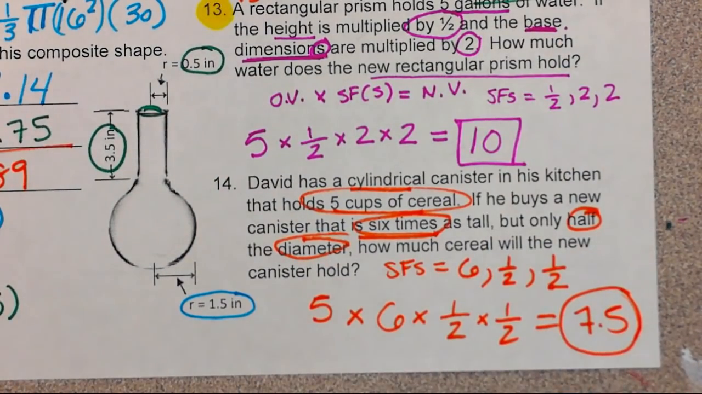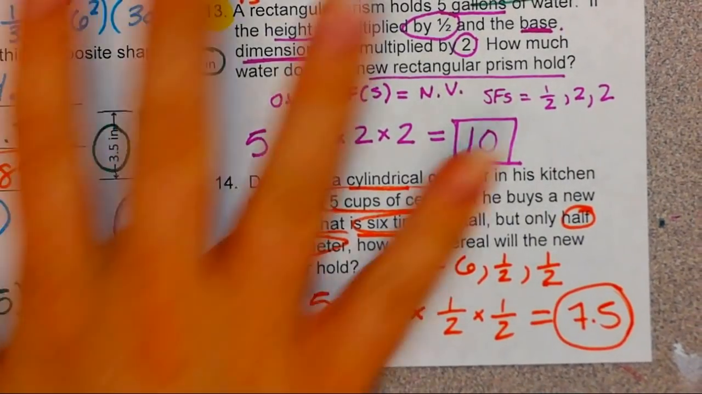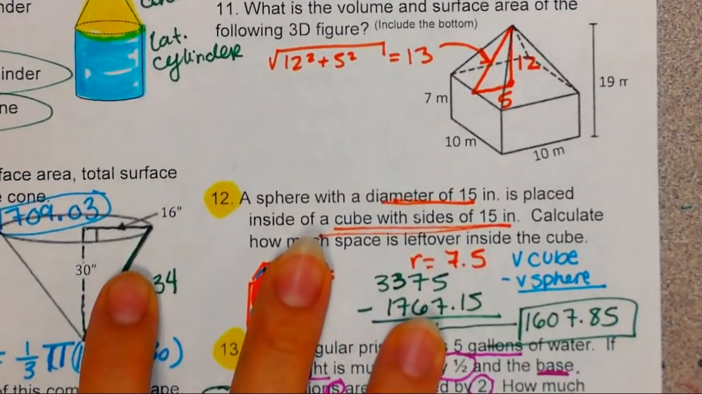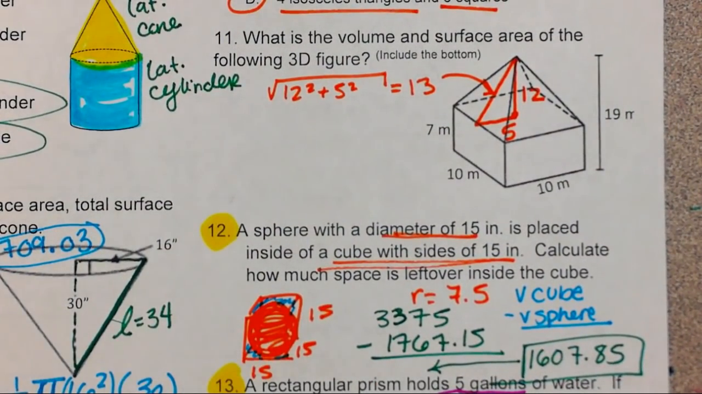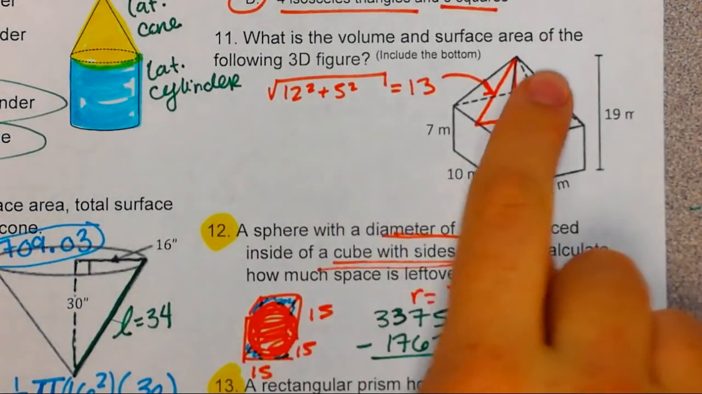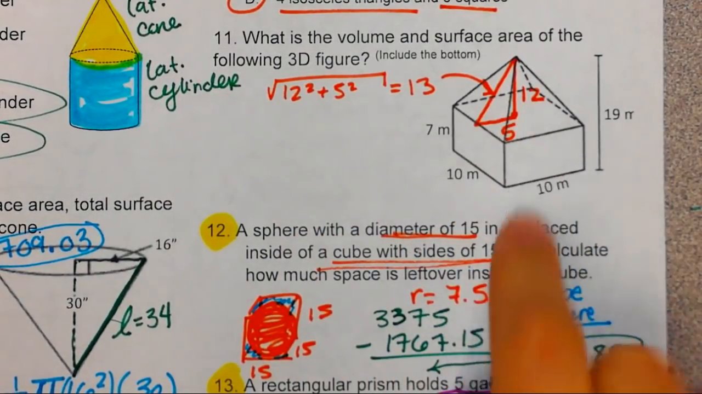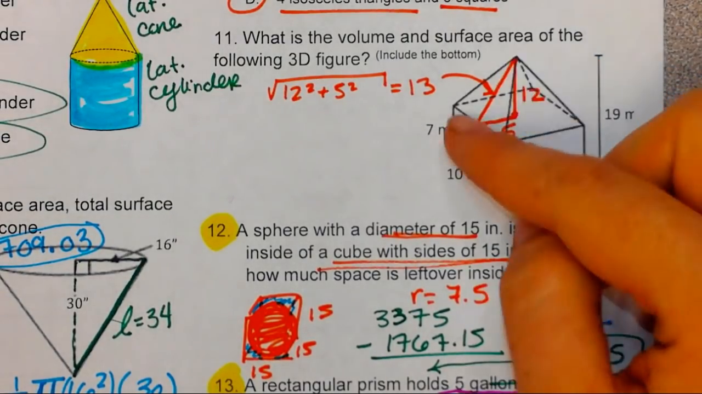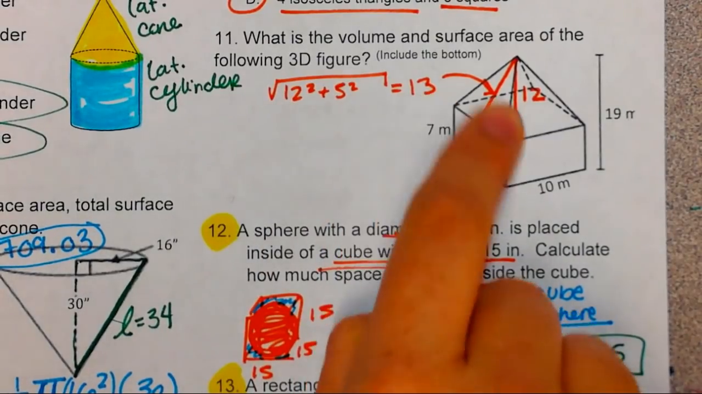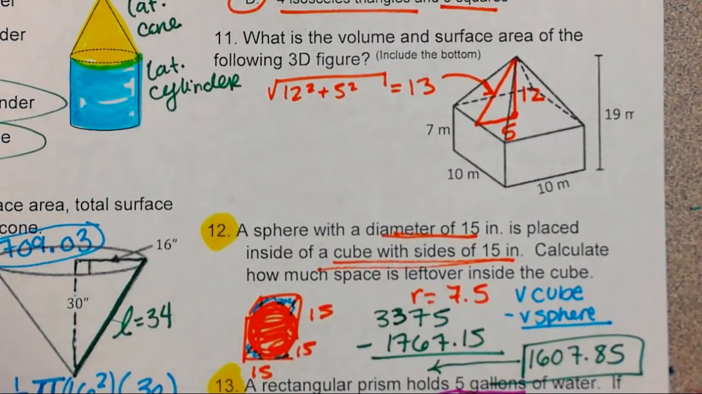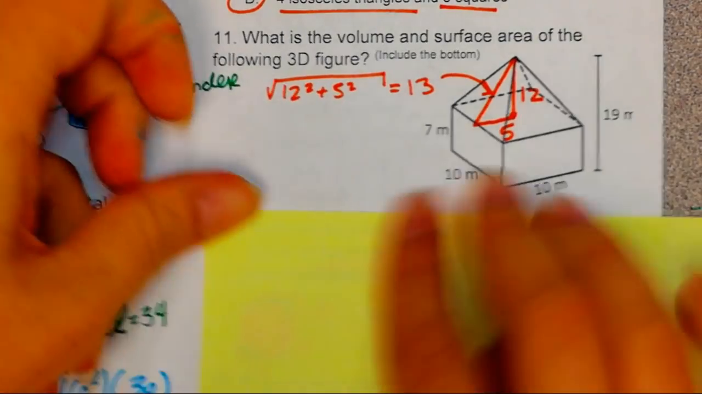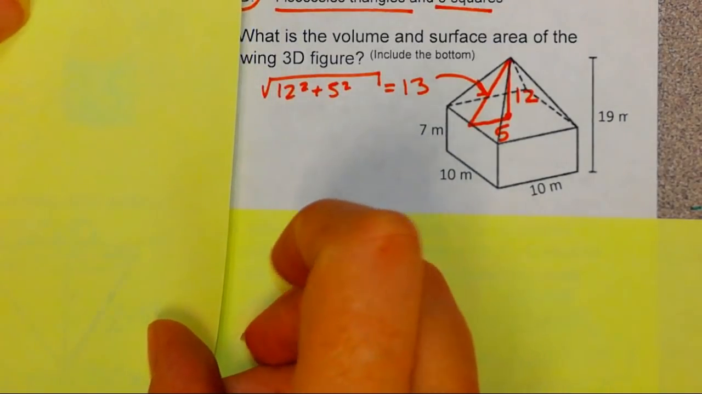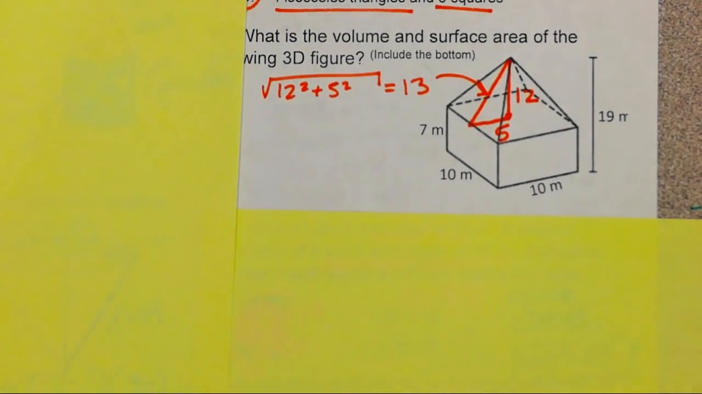All right, we only have one problem left, so let's do number 11. I kind of left off at finding the volume and surface area for this figure. To get volume and surface area, we need to know what that slant height was, so we used the Pythagorean theorem to solve for it. Now we have everything we could possibly need to get volume and surface area. Let's start with surface area.